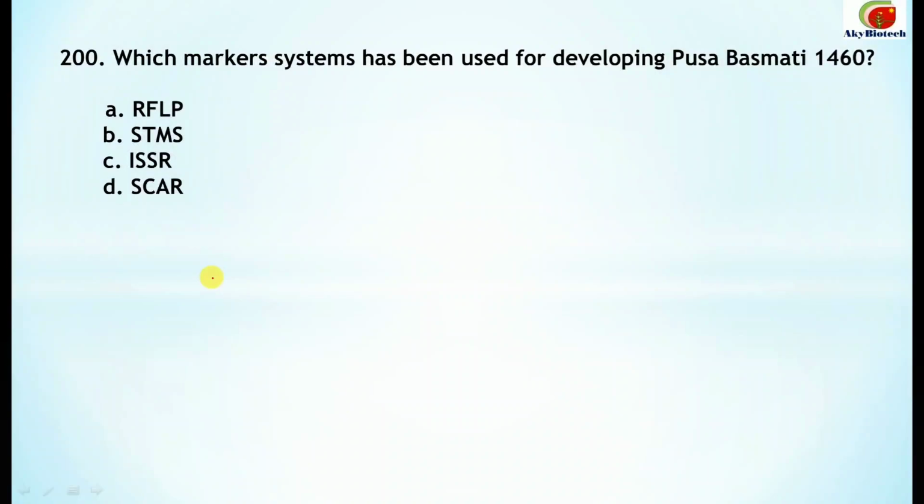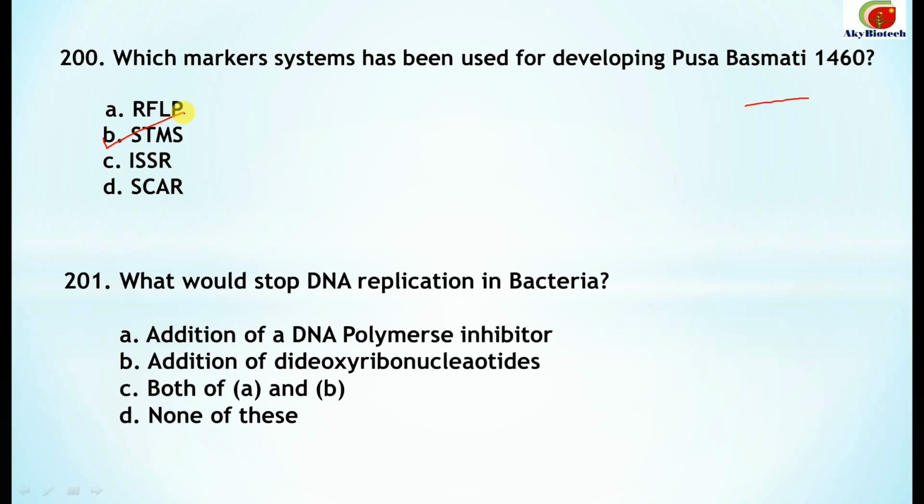Question number 200. Which marker system has been used for developing Pusa Basmati 1460? So this is the STMS, that is B part is the correct one. Then number 201. What would stop DNA replication in bacteria? The correct option is addition of a DNA polymerase inhibitor. This is the correct one. Or addition of dideoxyribonucleotides. Both of these options are correct. So C part is the correct one, that is both A and B.